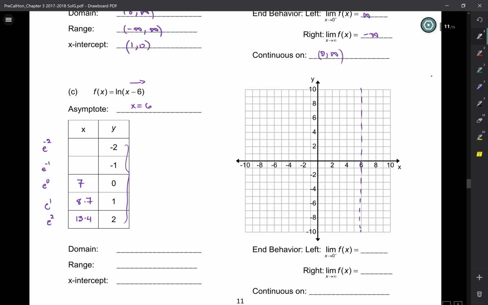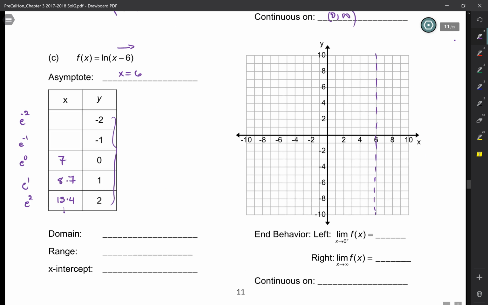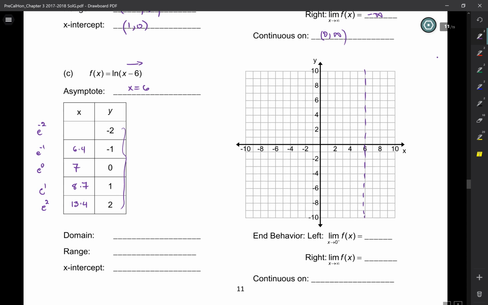And then what's e to the minus 1, or 1 over e? How much is it? Right, so it'll be 6.4. So then what's e to the minus 2? That's 0.135, so it's 6.1. Okay.